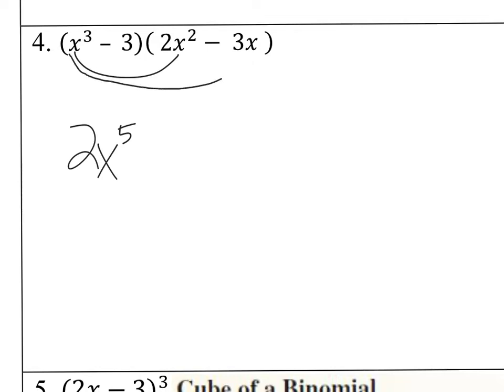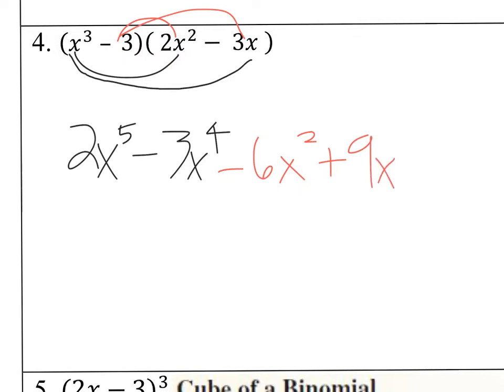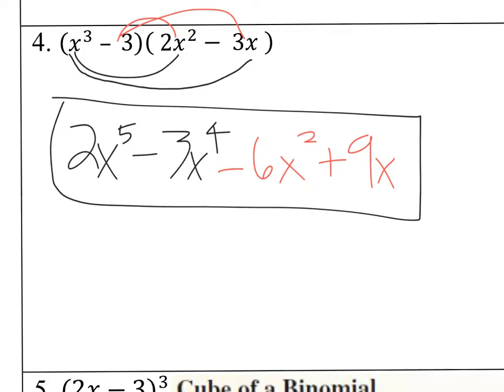So next I have to do x to the third times the negative 3x, so that'll go up by a power of 1, so negative 3x to the fourth. And then I have negative 3 times 2x squared, so that'll make negative 6x squared. Negative 3 times negative 3x is positive 9x. Are there any like terms to combine? Doesn't look like it. Power of 5, power of 4, power of 2, power of 1. No like terms to combine. Therefore, this must be my final answer. And that's it for number 4.